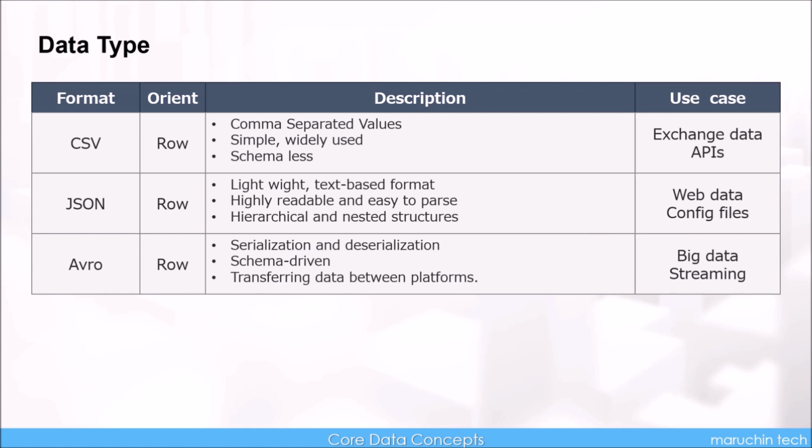Avro is a row-based storage format suitable for both serialization and deserialization. Serialization refers to the conversion of a data structure into a format that can be stored and transferred. Avro is also referred to as schema-driven, which means that the schema definitions are stored with the data. It is suitable for transferring data between platforms.